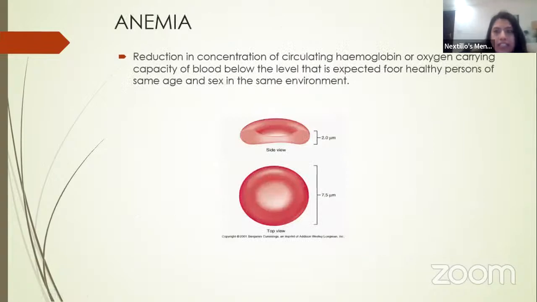Okay, so what exactly is anemia? The definition of anemia is reduction in concentration of circulating hemoglobin or reduction in the oxygen carrying capacity of blood below the level that is expected for healthy people of the same age and sex in the same environment. Over here, I have added a picture of the RBC to give you an idea about its shape. RBC is basically a biconcave disc. That means it is indented from both sides, and it is round with 7.5 micron diameter.